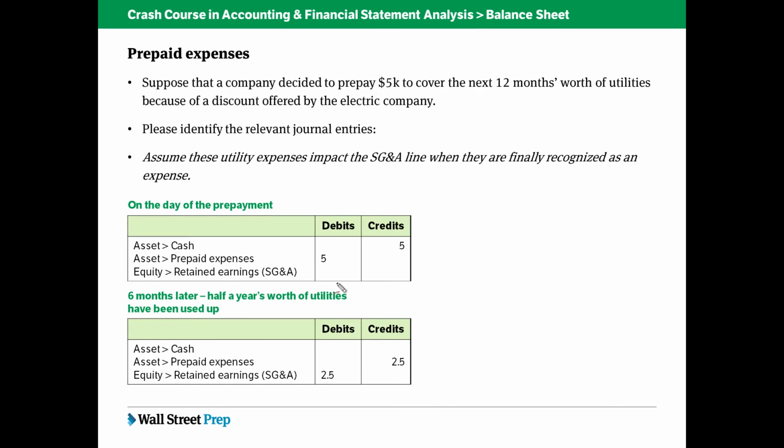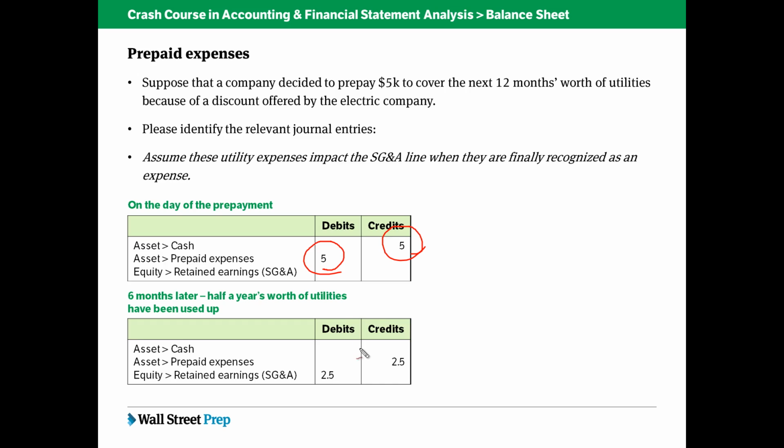So on the day of the prepayment, it's pretty straightforward. Cash goes down by 5, and the corresponding entry is the creation of a new asset called prepaid expenses. Again, that reflects the fact that the benefits from these expenses have not yet been received, and so now we recognize that in the future, the vendor, the electric company, owes us these benefits. That's an asset. Now, 6 months later, half of the utilities presumably have already been consumed. Half of the electricity has been consumed.